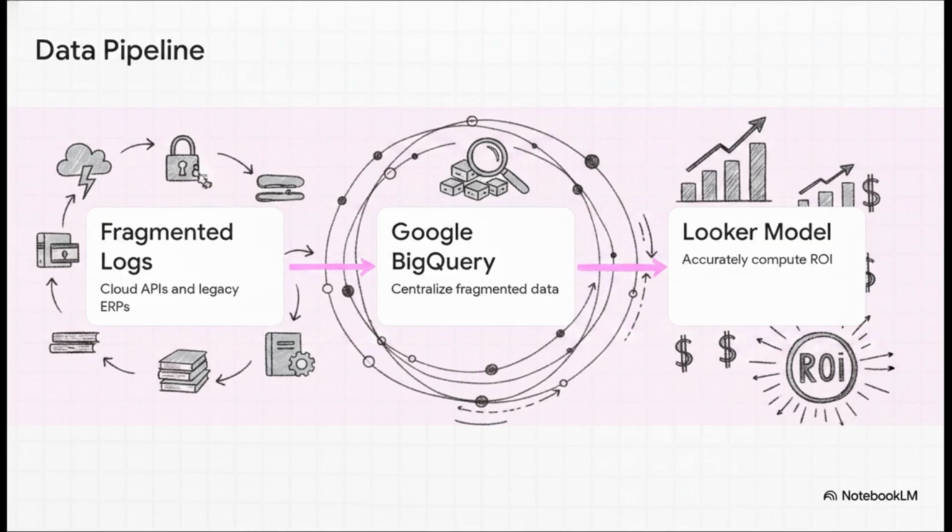And let's be honest with ourselves. Trying to match pristine AWS logs with a messy 5-year-old Jira ticket schema, that is the absolute bane of every data engineer's existence. It's incredibly painful. But in our architecture, these fragmented logs must somehow be brought together into a central warehouse like Google BigQuery and then accurately modeled via Looker.